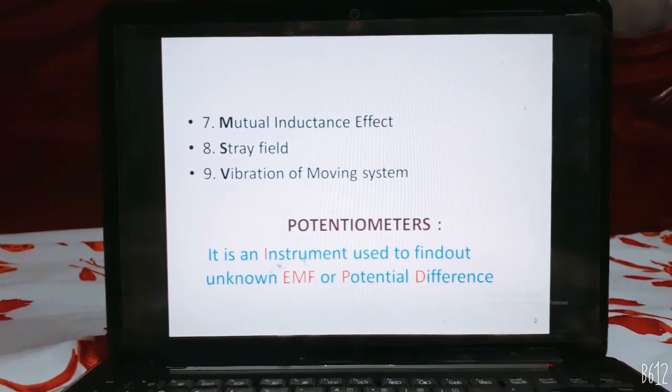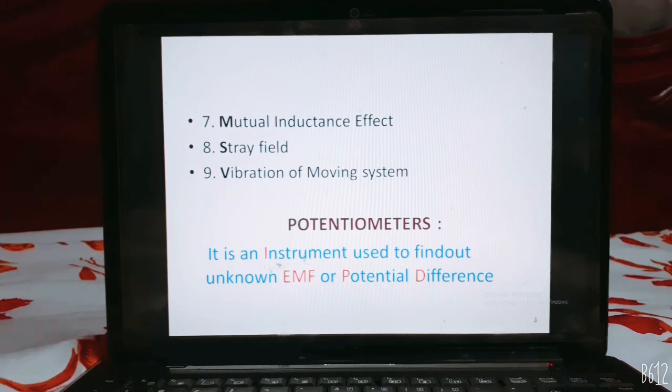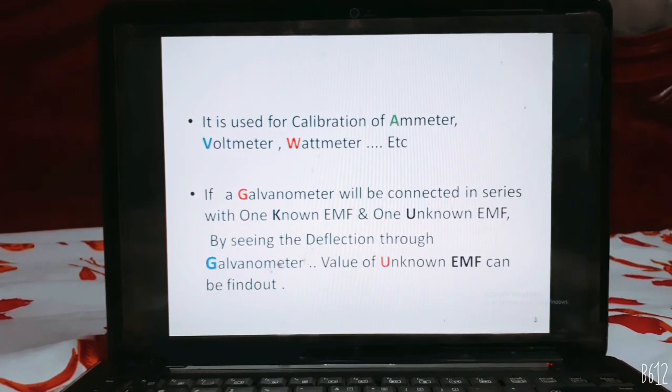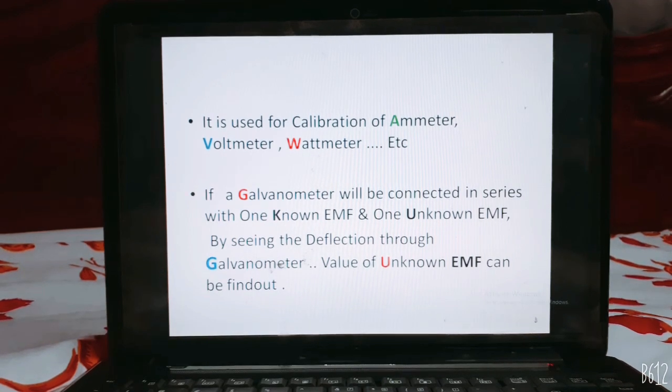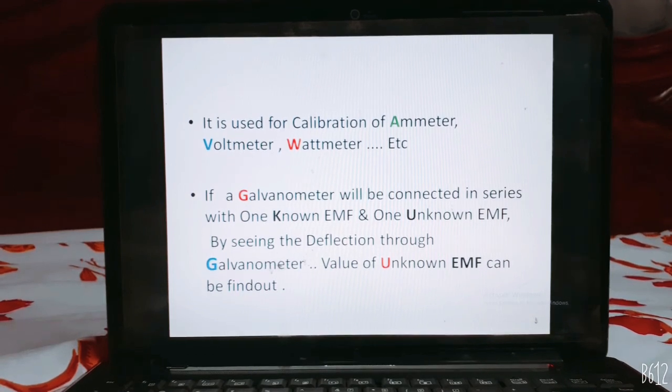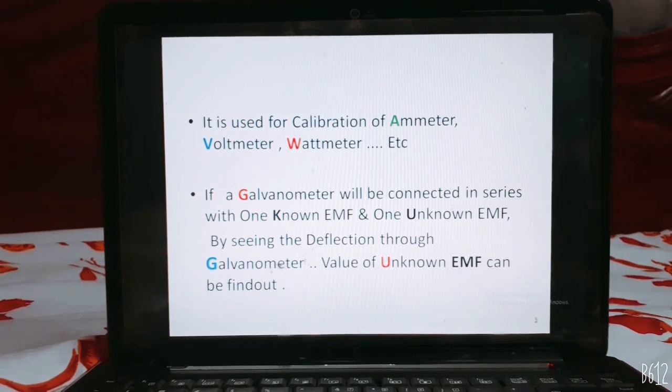Potentiometer. It's an instrument used to find out unknown EMF or potential difference. It's used for calibration of ammeter, voltmeter, wattmeter, etc. If a galvanometer is connected in series with one known EMF and one unknown EMF, by seeing the deflection through the galvanometer, the value of the unknown EMF can be found out.